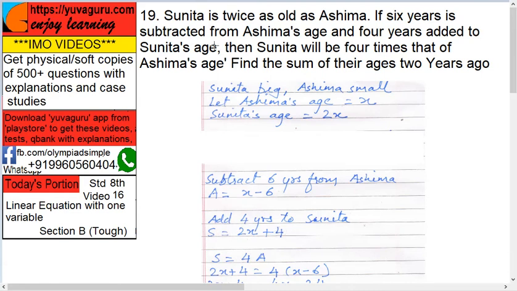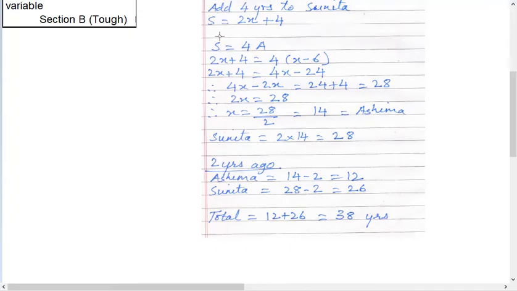Then what is given? If this is done, then Sunita will be 4 times that of Ashima. Means these a and s, when they are found out, then Sunita is 4 times that of Ashima. So s equals 4a. So try this now. What is s? That is 2x plus 4 equals 4 into what is a? X minus 6. Solve this.